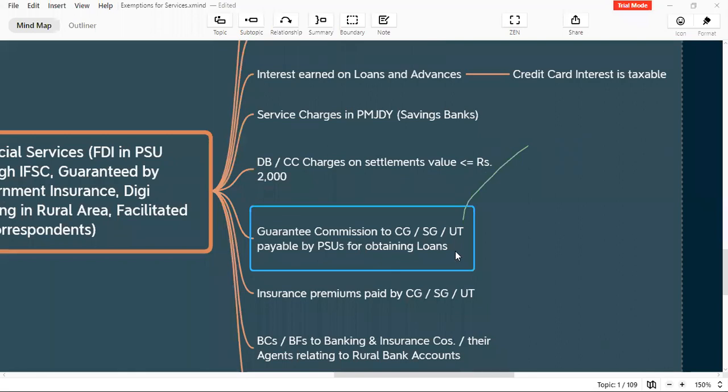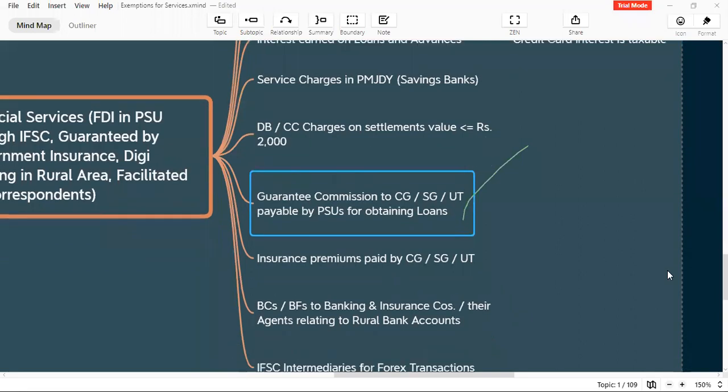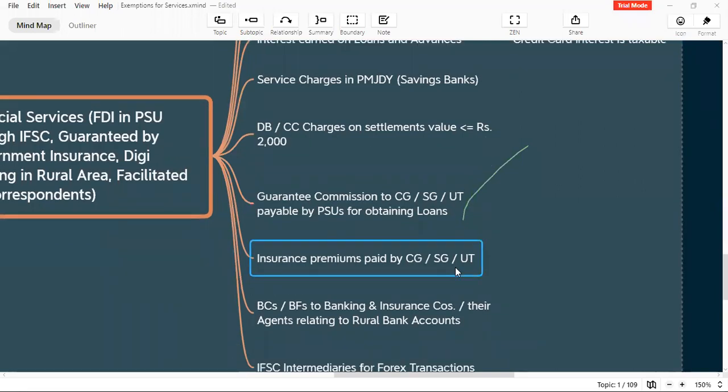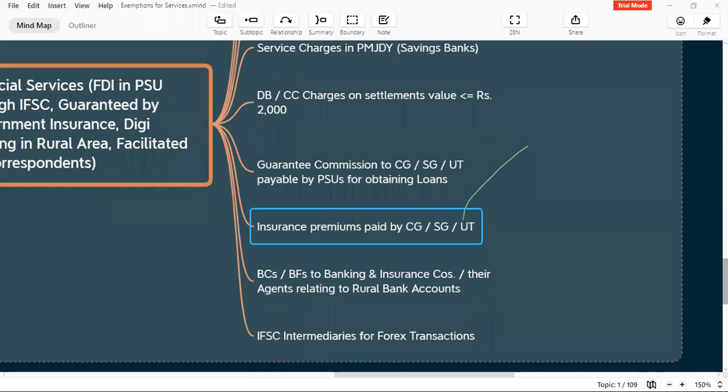Okay. And then a few specific points: insurance premiums paid by, for example, let's say you are a central government employee. Then in which case you have certain CGHS cover. Central Government Health Scheme is there, where you are allowed to get some particular amount free of cost. So they are all covered by insurance premium. So whatever insurance premium is paid by central government or state government, no GST for the same.